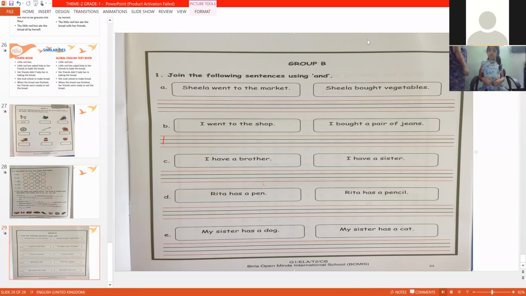I went to the shop. I bought a pair of jeans. So now here we are going to write the sentence. I went. Can anyone tell what we have to write here? I went to the. Read children. I went to the shop and bought, B-O-U-G-H-T, bought a pair of jeans. And now full stop.